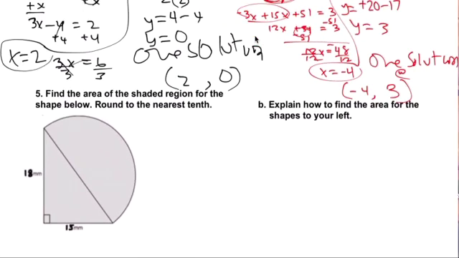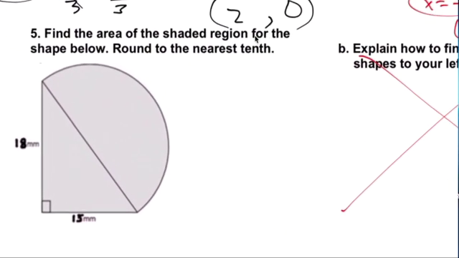Okay, you don't have to explain. Didn't tell that to my second period. Just solve this. Find the area, round to the nearest tenth.